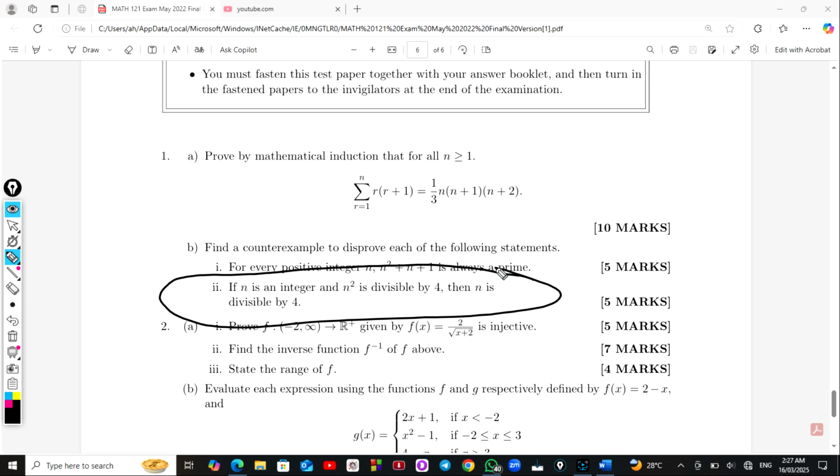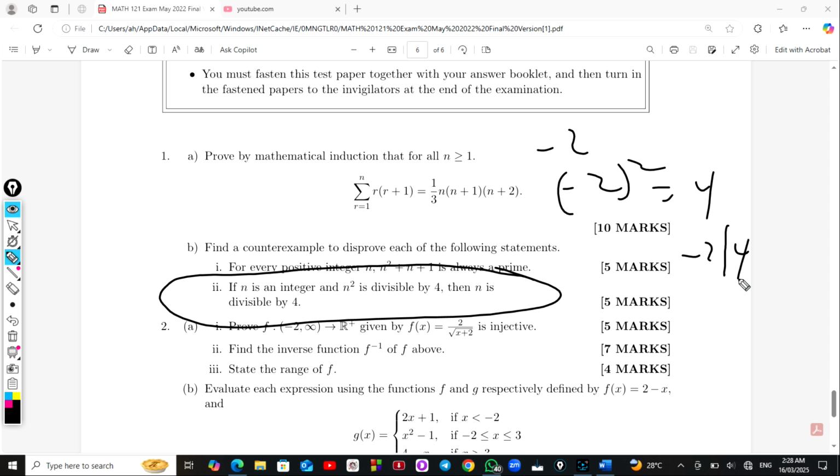They are saying that if n is an integer and n squared is divisible by 4, then n is divisible by 4. We know that negative 2 is an integer, and negative 2 squared, which is equal to 4, is divisible by 4, but negative 2 is not divisible by 4. That means negative 2 doesn't satisfy this statement.